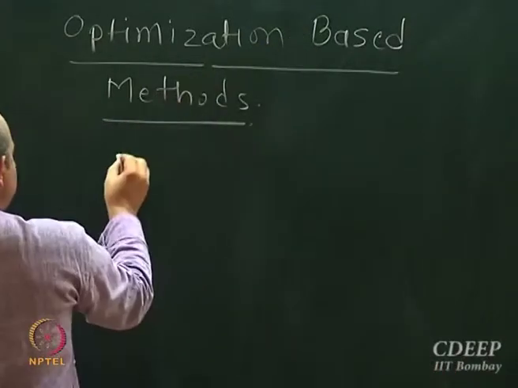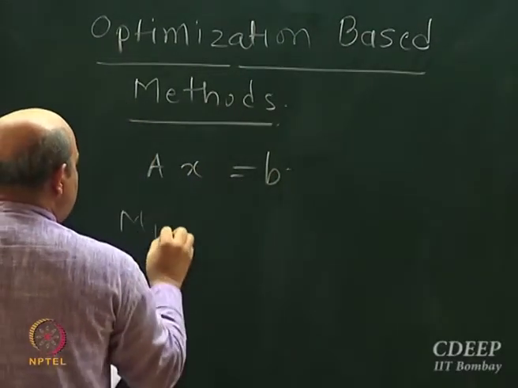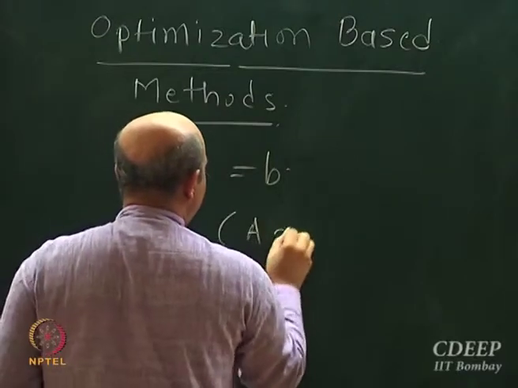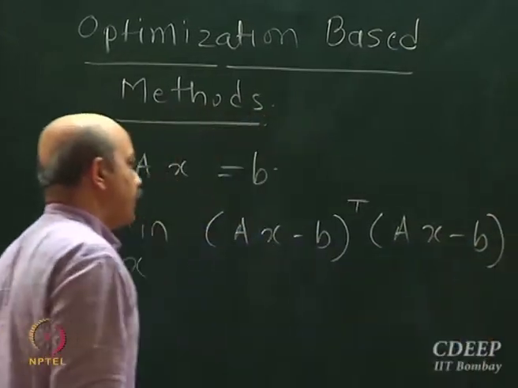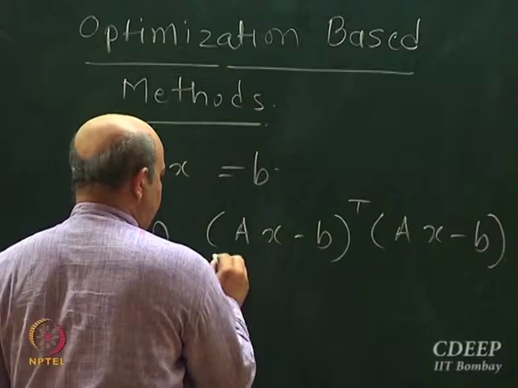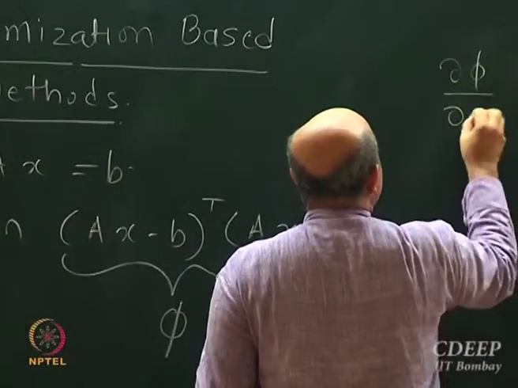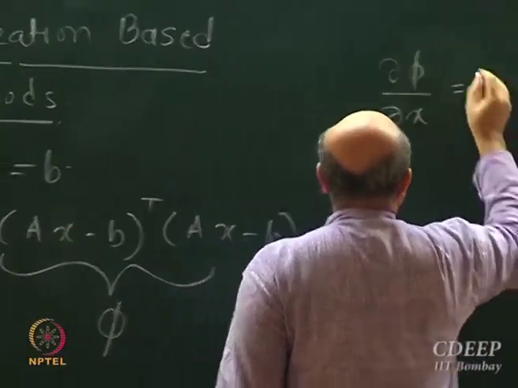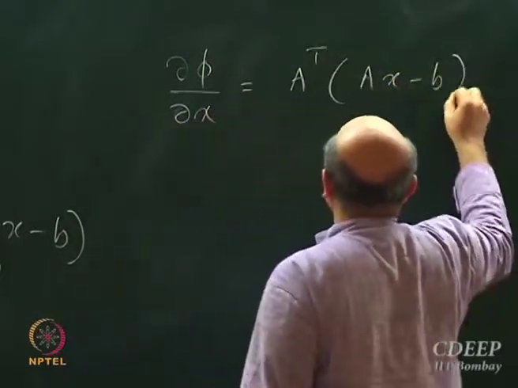So, as I said, we want to solve this problem Ax equal to b, and then this can be solved by minimizing with respect to x (Ax minus b) transpose (Ax minus b). If I minimize this with respect to x, then I can reach the solution of Ax equal to b. If I take this as phi, then dou phi by dou x, the necessary condition for optimality turns out to be A transpose (Ax minus b) equal to 0.